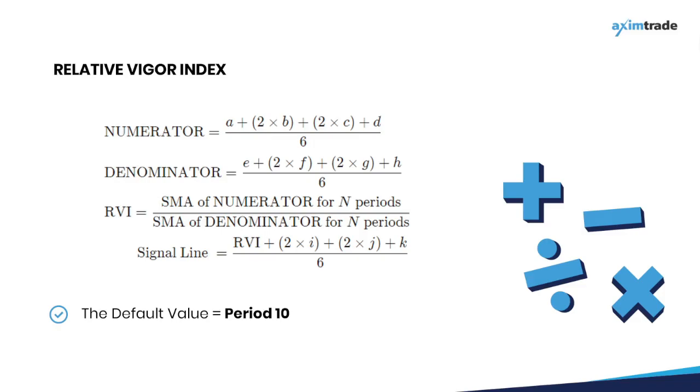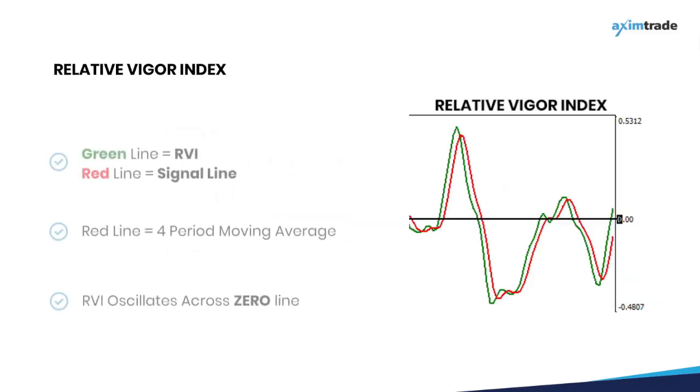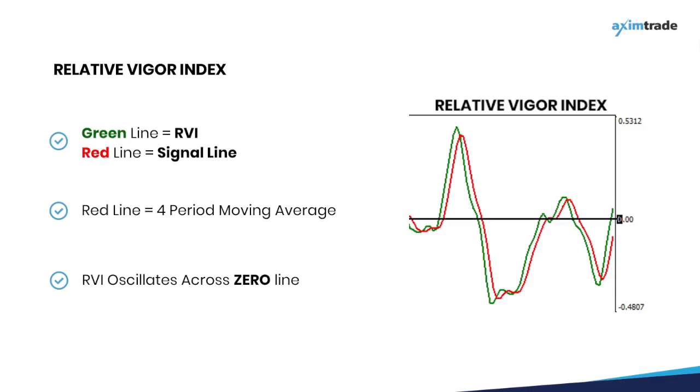Divide the numerator value by the denominator value, place the result in the signal line equation and plot it on a graph. The Relative Vigor Index indicator is set to period 10 by default, but traders may change this according to their preferences. Now let's look at the features of this indicator and how to interpret it.